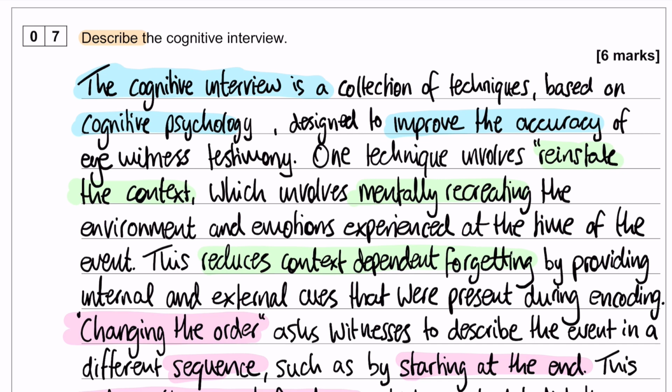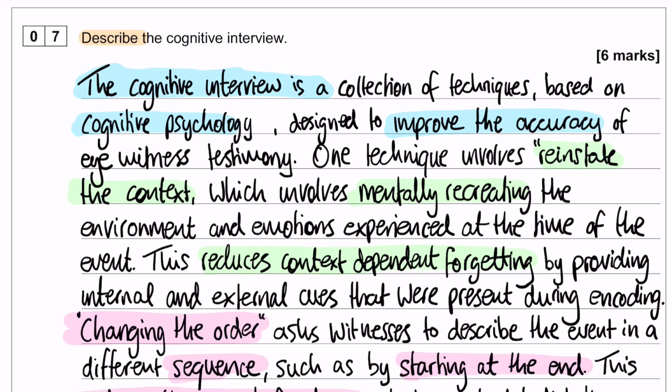So I have color-coded my 3 sections. I've got my first couple of lines, which is an introduction, which is what the cognitive interview actually is. That's in blue. It's a collection of techniques based on cognitive psychology that are designed to improve the accuracy of eyewitness testimony. I'm then moving on to my first technique, which is reinstate the context.